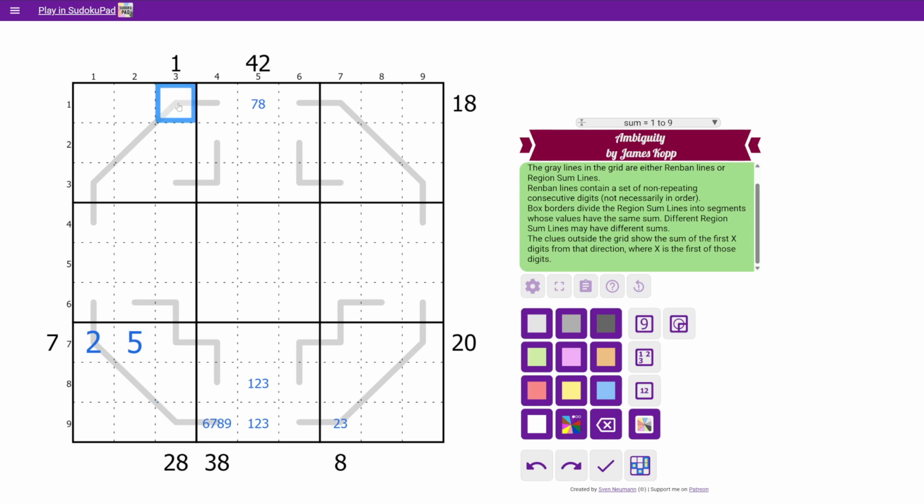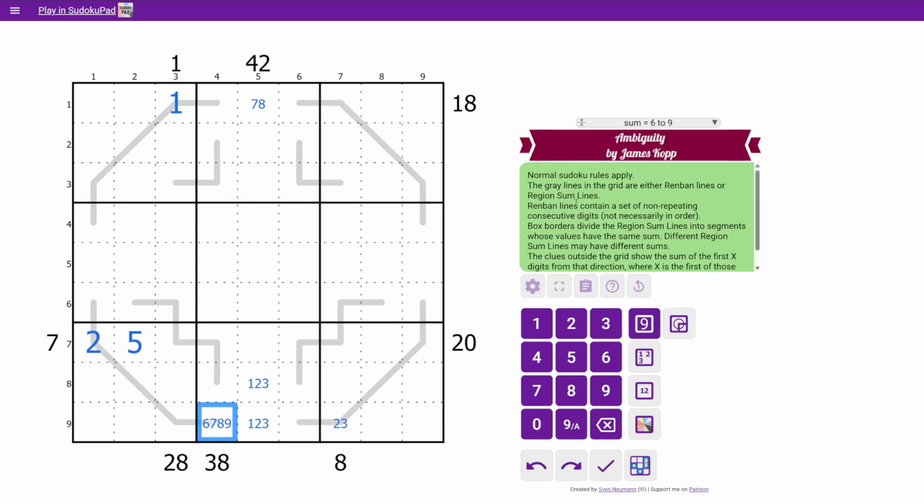21. 1 has to be 1, doesn't it? I didn't even see that 1 up there until now. It's crazy. So, oh, and what are up with these things? I have to figure out if they are Rinban or region sum.